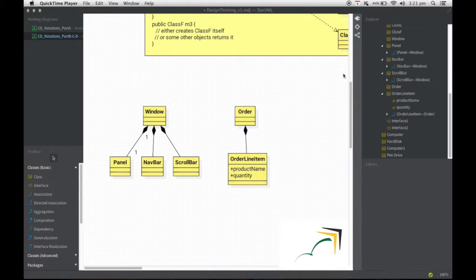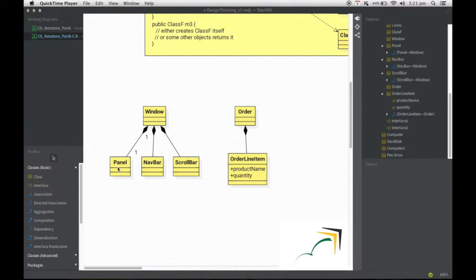Hence, composition or non-shared aggregation implies two things. It implies that the parts that we actually have here, based on the example shown here, do not have an independent life cycle of their own. And what we mean by that is, if I were to close down the Word application that I'm using, when I close that window down, the panel, the navbar and the scroll bars, which were parts that were making up this particular whole, are also destroyed.